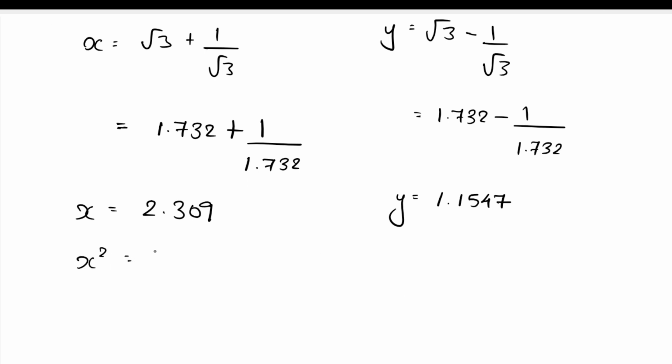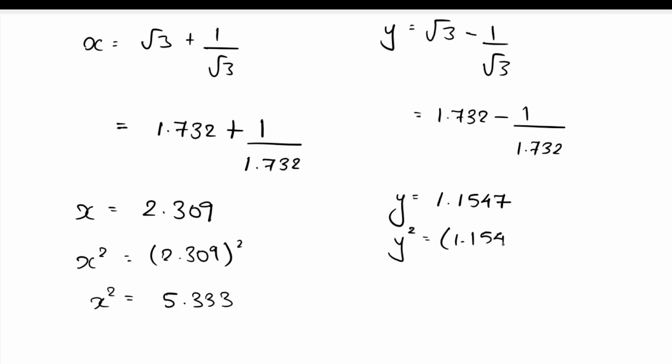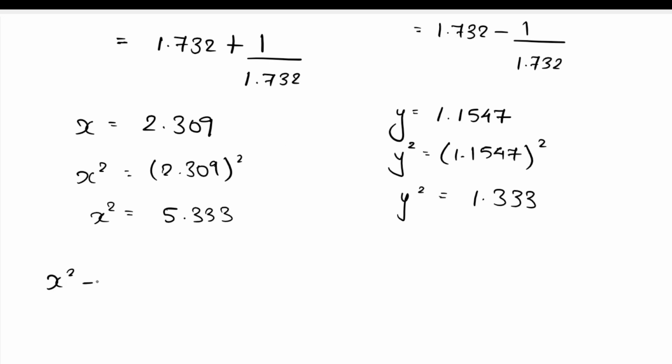So let's find out x square, which is 2.309 the whole square. Using the calculator, we'll get the value of x square is equal to 5.333. Doing the same thing for y square is equal to 1.1547 the whole square. So y square is equal to, you'll get 1.333. Now x square minus y square is equal to, x square is 5.333 minus y square is 1.333. If you subtract it, you'll get the answer 4.